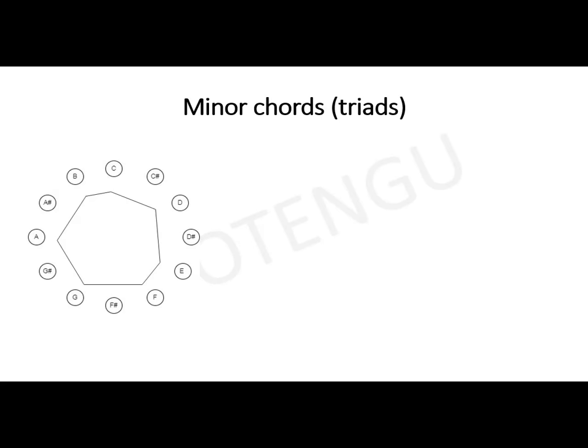Slide 5. The other types of chords are the minor chords. They can be obtained by flattening the third note of the corresponding major chords. The example shows how to get minor chords from major chords.